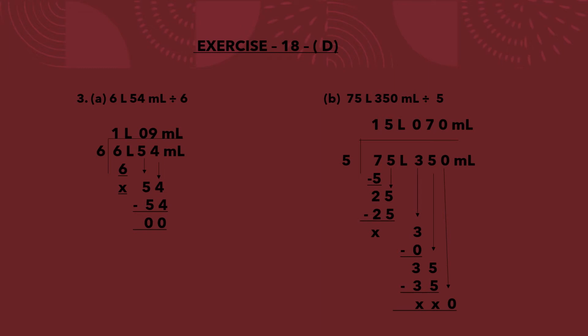It will become 35. Now 35 comes in the table of 5 7 times, so write down 7 on the quotient. 5 sevens are 35. Now 35 minus 35 is 0. Then after that one more number is there, that is 0. So write down 0 in the remainder.